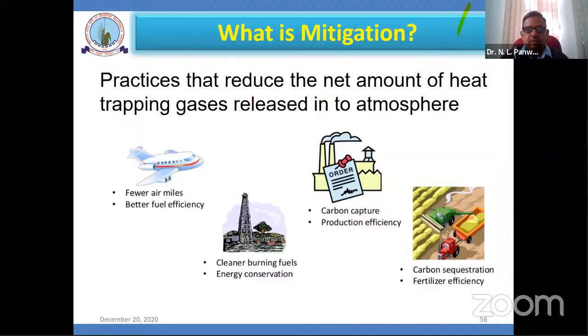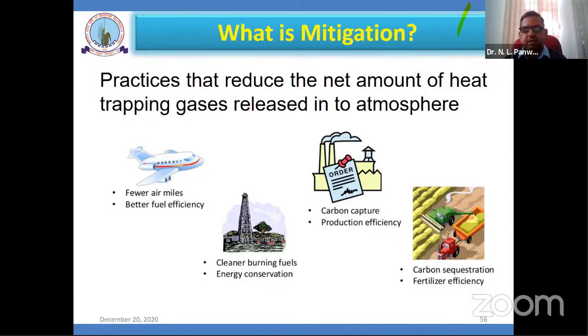So about this mitigation application, we can see that if we increase the efficiency of any system, certainly we are utilizing the fuel in a more efficient way. The same amount of fuel delivers more energy. So that is your mitigation part, reducing the net amount of heat-trapping gas released in the atmosphere. The modes are cleaner burning fuels and energy conservation, capturing the carbon from production, increasing production efficiency, and carbon sequestration in the soil.